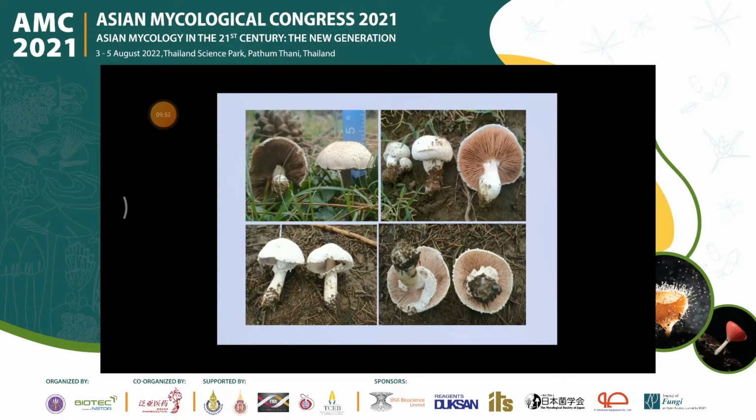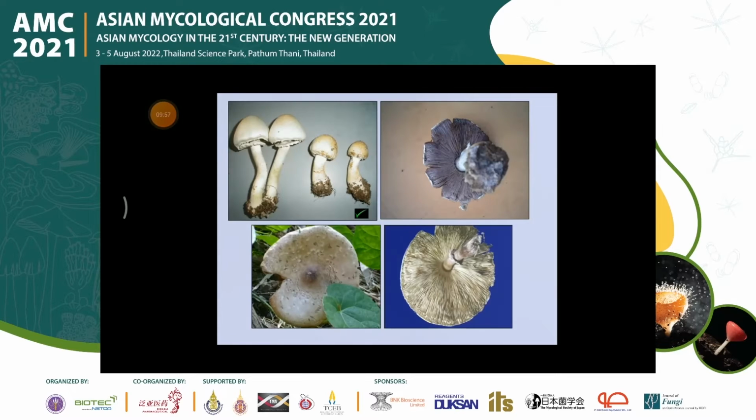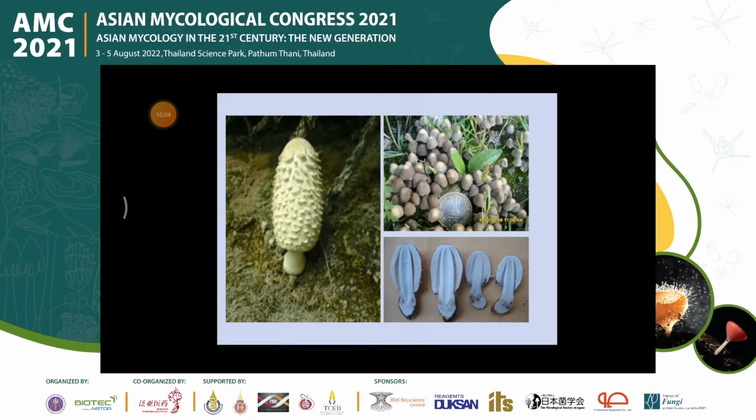These are the gilled fungi, belonging to Agaricus bisporus and Agaricus campestris. This is the developmental stage. Here you can see the Agaricus arvensis and Macrolepiota procera. These are the Coprinus species.